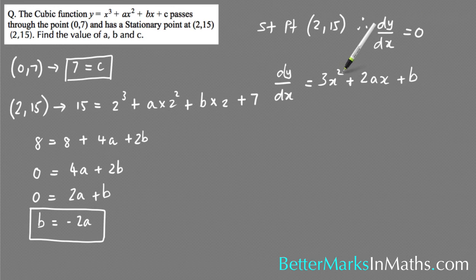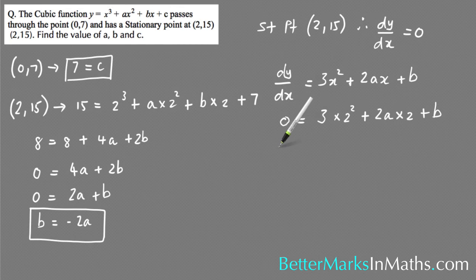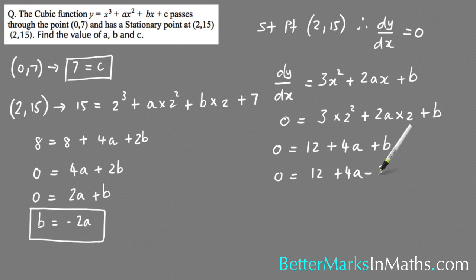Then subbing x as 2 into here and letting dy/dx equal 0, you get 0 is equal to, replacing the x's with 2's, 3 times 2 squared, which is 4, so that's 12, plus 2 times 2 is 4a, so plus 4a plus b. Then I'm going to replace the b with minus 2a from here, and you get 0 equals 12 plus 4a minus 2a, and then 0 equals 12 plus 2a.